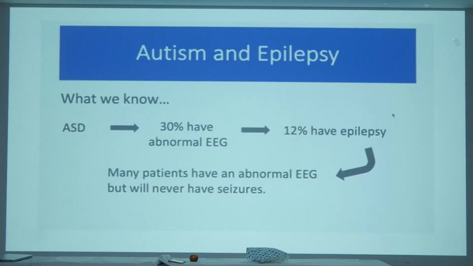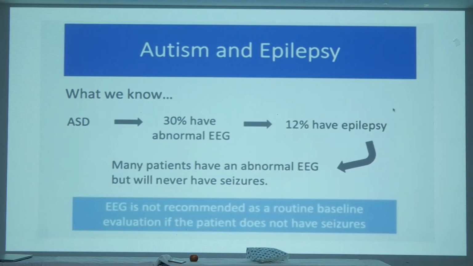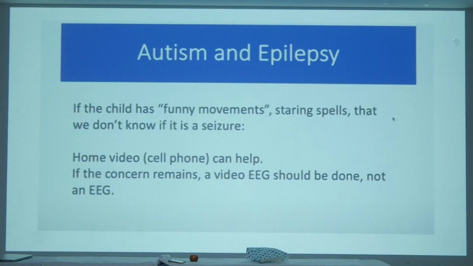So what we know in primary autism spectrum disorder, approximately 30% will have an abnormal EEG, but the prevalence of epilepsy is only 12%. Many patients have abnormal EEG but will never have seizures or epilepsy. So what I want to focus on is that EEG is not recommended as a routine baseline evaluation if the patient does not have seizures in the primary autism group.